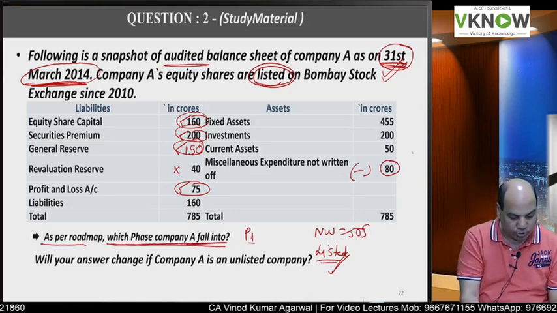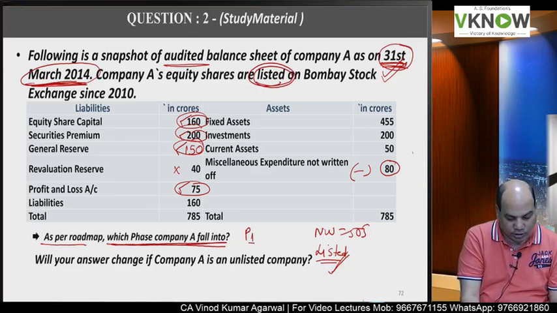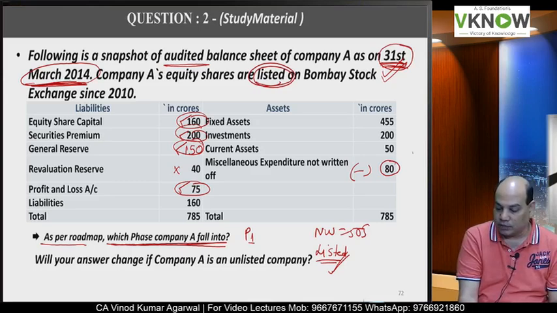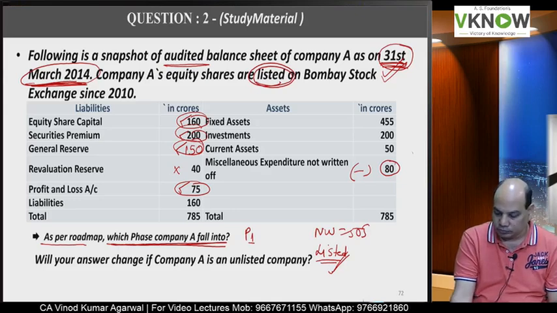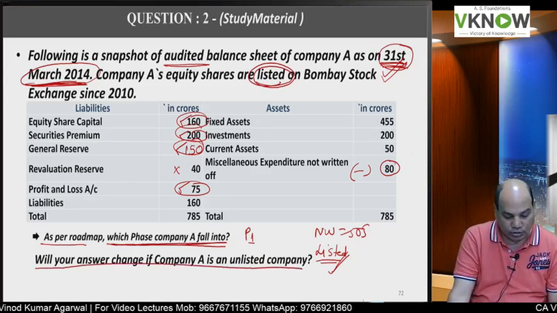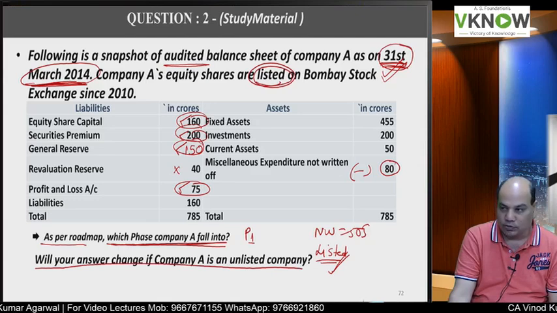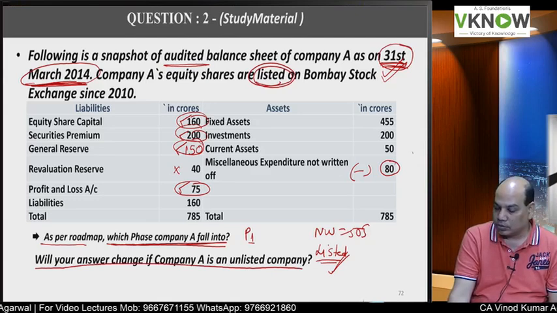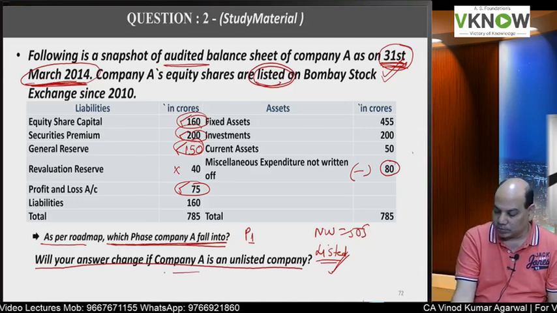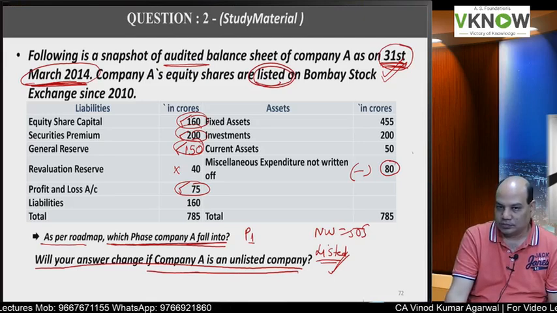If you look into your book, paragraph 7, companies which are listed or in the process of listing and having net worth of 500 crore or more will come under phase 1 if their net worth on 31st March 14 is more than 500 crore. Will your answer change if the company is an unlisted company? So again you see in phase 1 it is written for unlisted company net worth should be more than 500 crore on 31st March 14 or any audited financial statement after that date. So this company will also fall under phase 1. Both answers are phase 1.